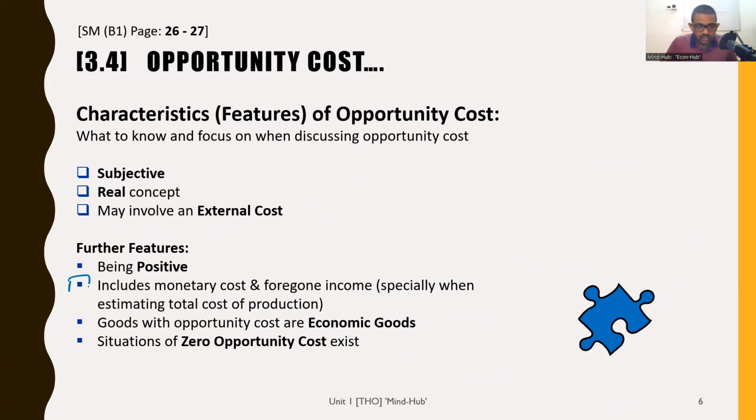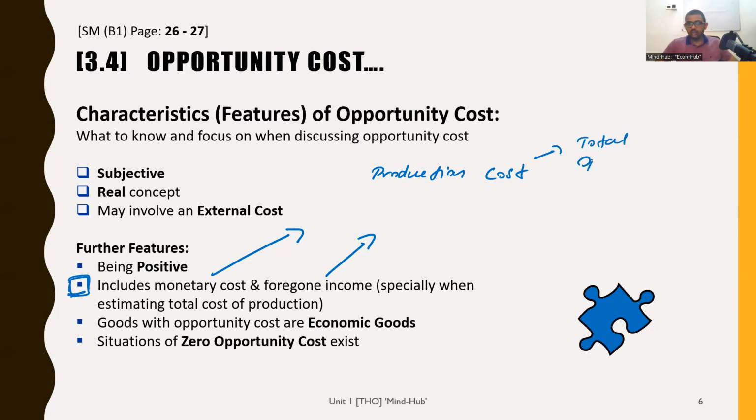Now here, let's talk about this point. I'll highlight it this way for now. Right, includes monetary cost and foregone income. What does this mean? Monetary cost and foregone income, both are included. What does that mean? See, especially this is relevant when we engage in production. We will have something called production cost. Now remember, cost in economics is total opportunity cost. Cost in economics is opportunity cost. We are clear on that, no?